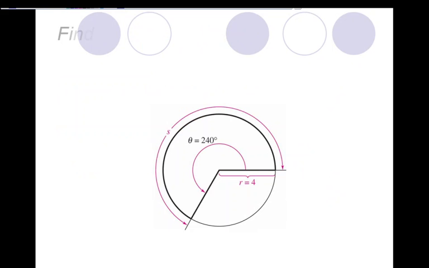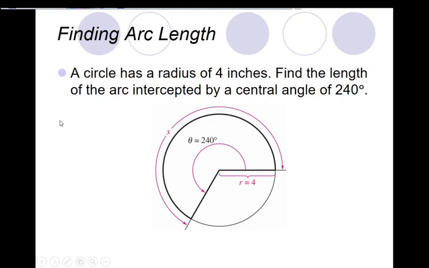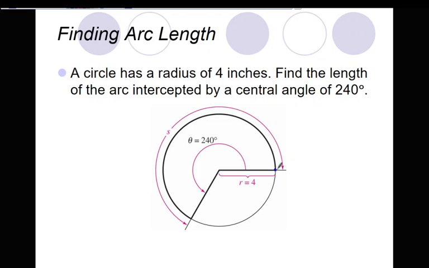Okay, so a real easy example. The circle has a radius of 4 inches. Find the length of the arc intercepted by the central angle of 240 degrees. So we're trying to find the arc length starting right here, going all the way around the circle. So we're trying to find this distance. As soon as you see they're talking about distance, you know you're dealing with arc length. So we're using this equation: S equals theta times r.